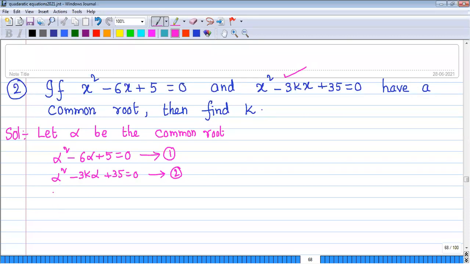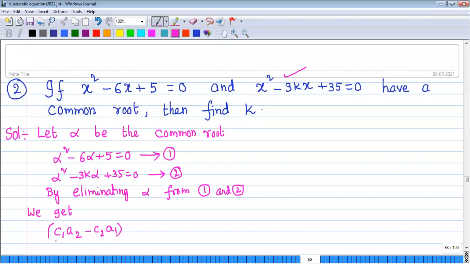By eliminating alpha from 1 and 2, we get this condition: C1A2 minus C2A1 whole square equals A1B2 minus A2B1 multiplied by B1C2 minus B2C1, using theorem number 1.2. Already yesterday we have discussed.